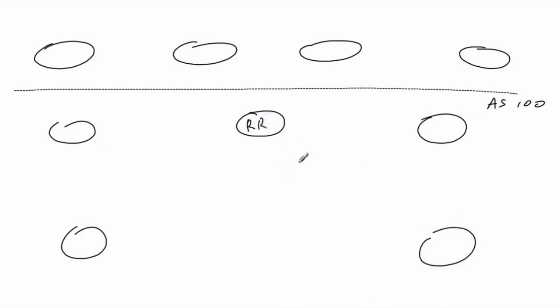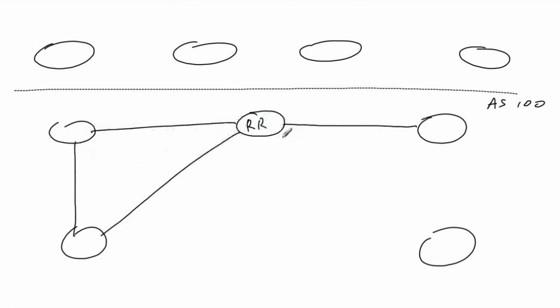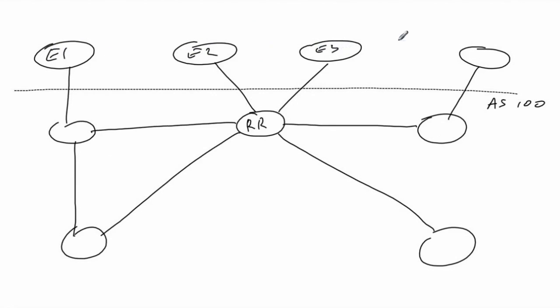So this router here is going to be our route reflector. And let's say that we have peering sessions that follow these black lines like this. So the route reflector has some internal peerings. Let's say that this is external 1, external 2, external 3, external 4. So there are some external peerings going on here, and we have a bunch of internal ones.